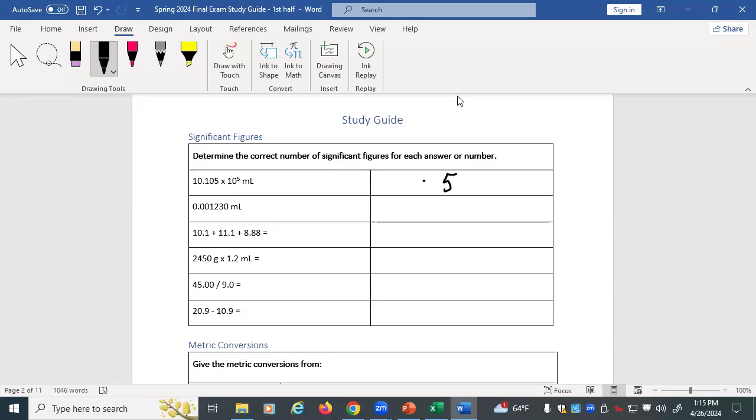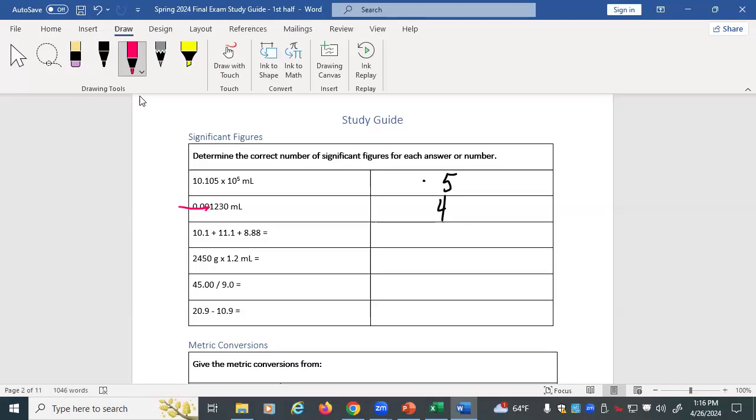Now, how about our second number here? How many significant figures are in that number? Show me on your fingers. It's 4. How do we know that? Well, we have to remember our rules. When we are dealing with small numbers, none of the numbers count until we get to that first non-zero digit. Once we get to that first non-zero digit, every digit after that counts.